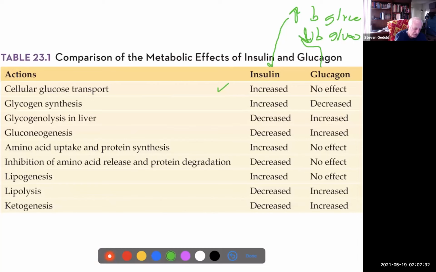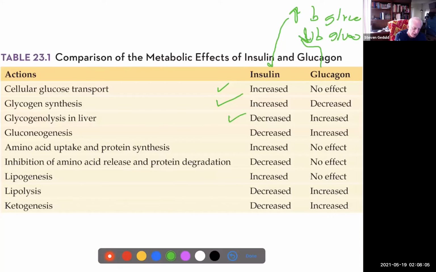Glycogen synthesis, making glycogen. When you have too much blood sugar, you want to get it out. So you want those sugar molecules to go into the cells and make glycogen. So you increase glycogen synthesis. And then with glucagon, if you have low blood sugar, you want sugar in your blood, so you decrease glycogen synthesis. Glycogenolysis in the liver is decreased by insulin, because again, you have too much glucose. You don't want to make more glucose and put it in the bloodstream.